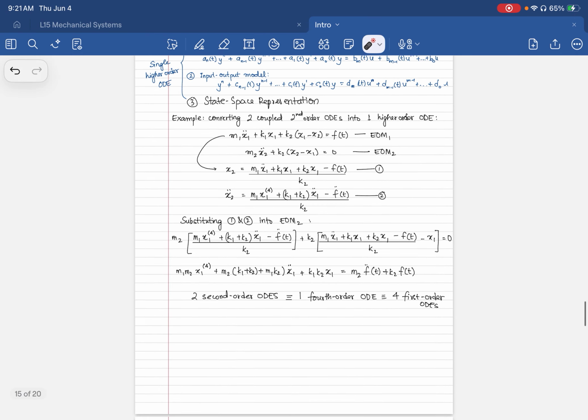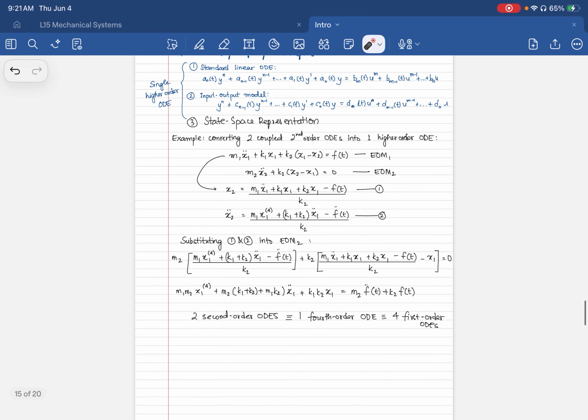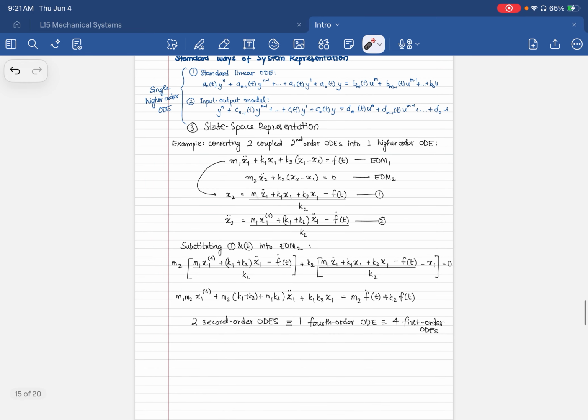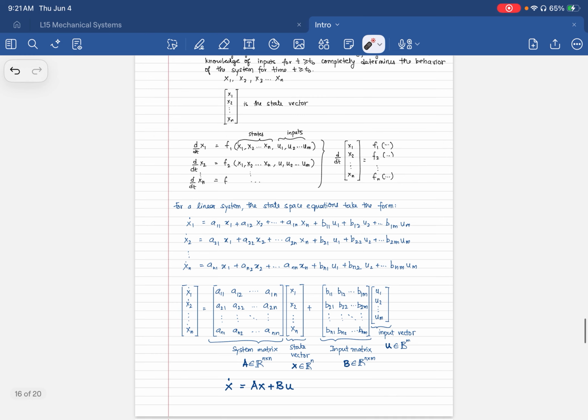So this over here would be the standard linear ODE. If I were to divide everything by M1, M2, then I would have it in the input output model. Okay, that's just the standard representations that you have for a single higher order ODE. And then in the state space representation, you essentially have four first order ODEs. How is that the case?